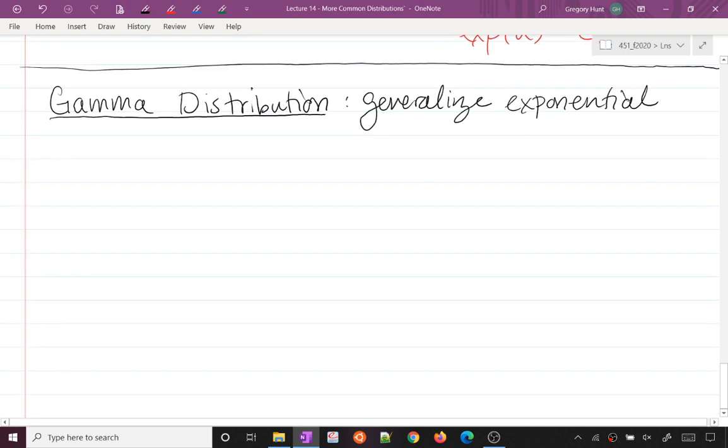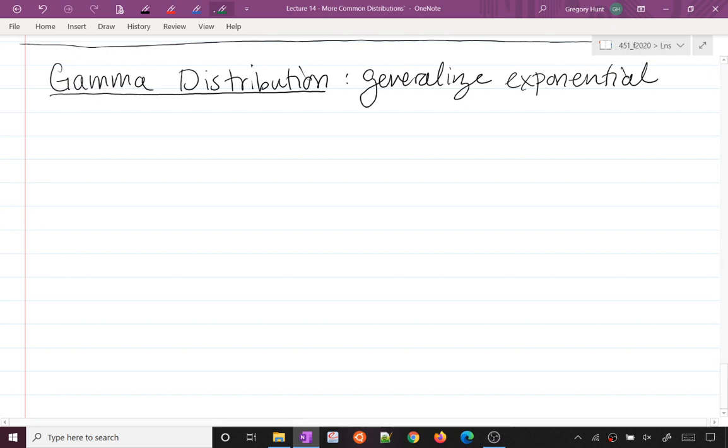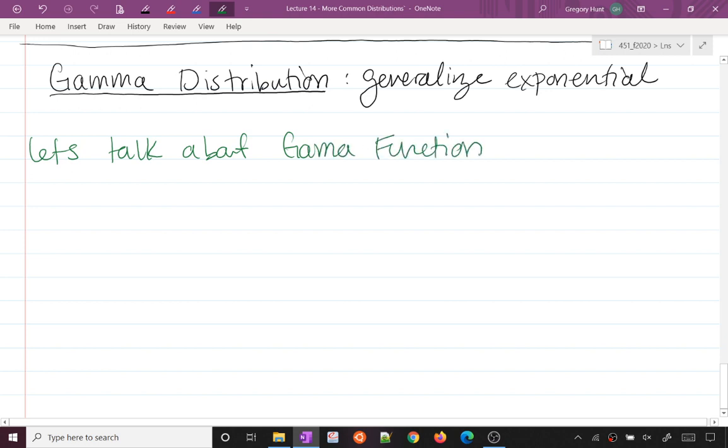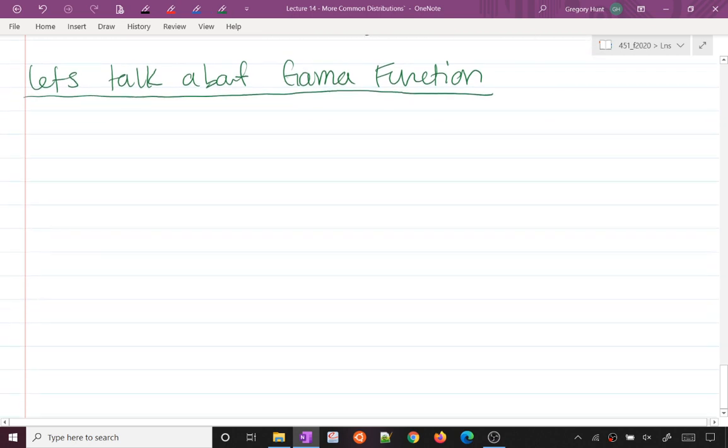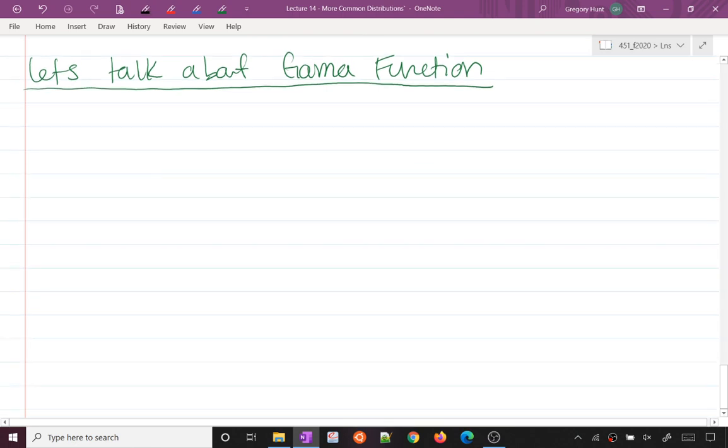And let's first talk about why it's called the gamma distribution. So let's talk about what is called the gamma function. I'm going to give you some facts about this function called the gamma function. I'm not going to prove anything, I don't quite have the time to do that, but let's talk about some facts. So what is the gamma function? The gamma function is going to give its name to the gamma distribution.